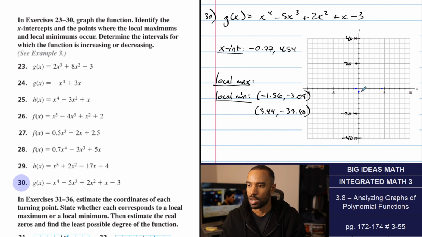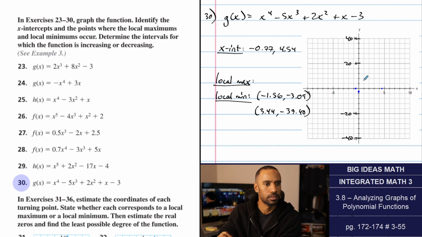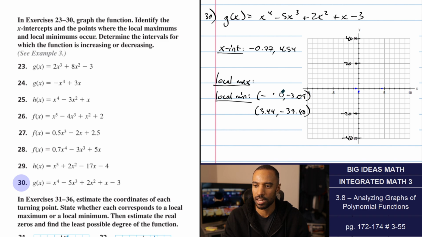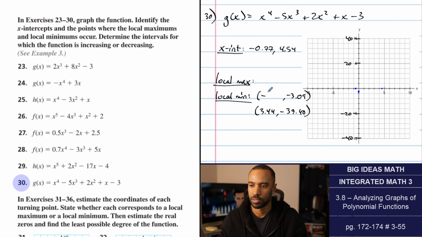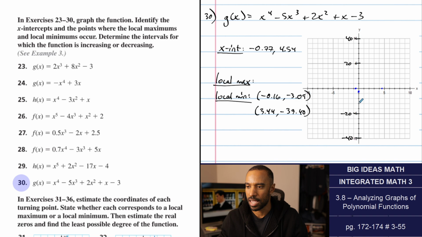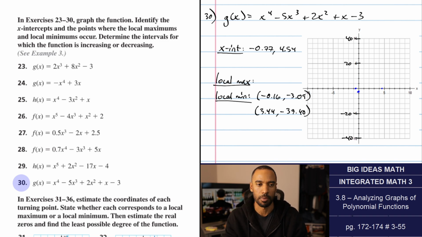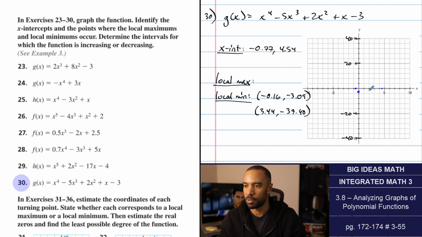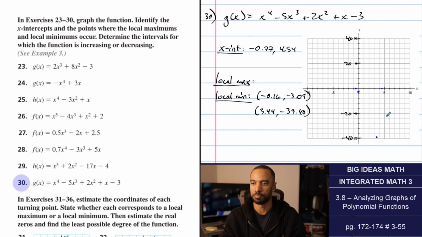So let's get those ones. -1. Hold on. -0.16, not 1.56. -0.16. And then -3.09. So it's really close to 0. And then -3. Yeah, it's going to go down here. Oh, that's right. These are scaled by 4s. So negative 3.09. So it's basically hitting that y-intercept. You can't see much of it right there, unfortunately. There's not much to see. The other local min is 3.44, comma, and then negative 39.40. So probably looking all the way down right there like that.